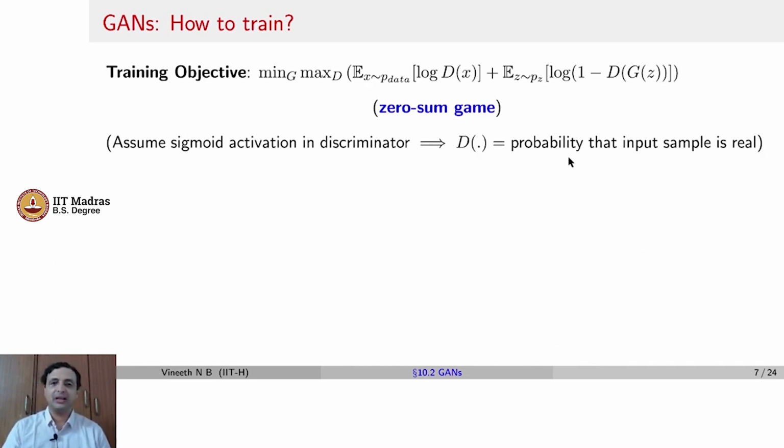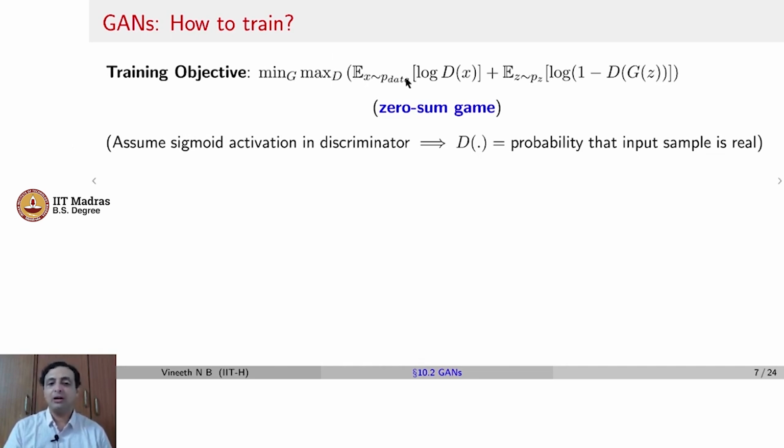The training objective for GANs is a min-max optimization problem. You minimize over G, which are the parameters of your generator network. You maximize over D, which are the parameters of your discriminator or the classifier network.